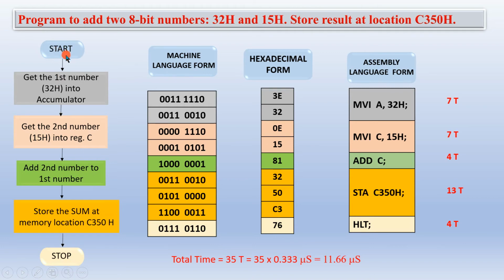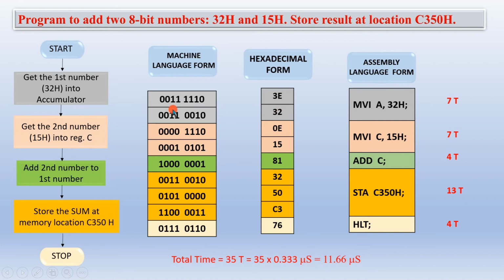See, that is the start. Once again, I repeat, what is the program for? 32 and 15 are to be added and whatever result you get should be stored at the memory location having address C350. So let us start here. Get the first number into the accumulator, which is first number 32, and therefore the instruction written here is 3E32.